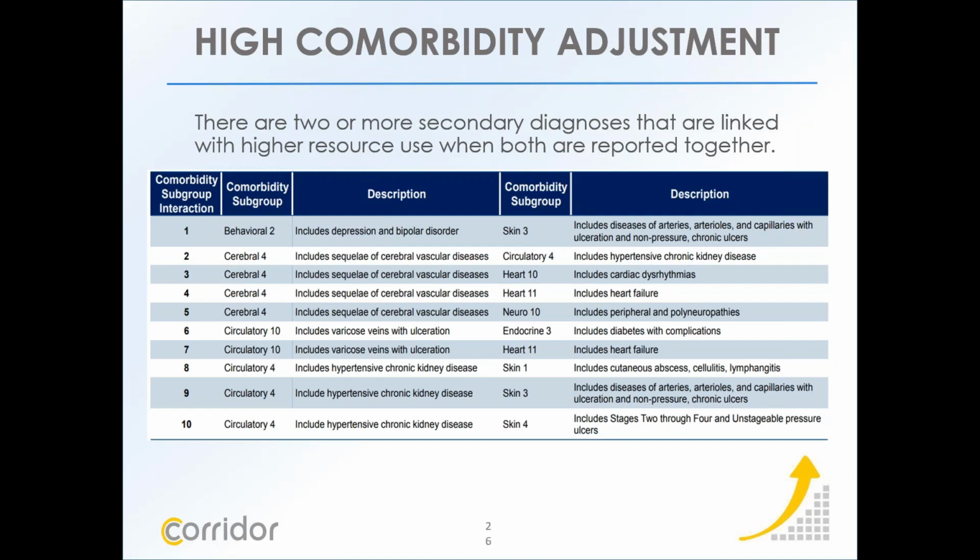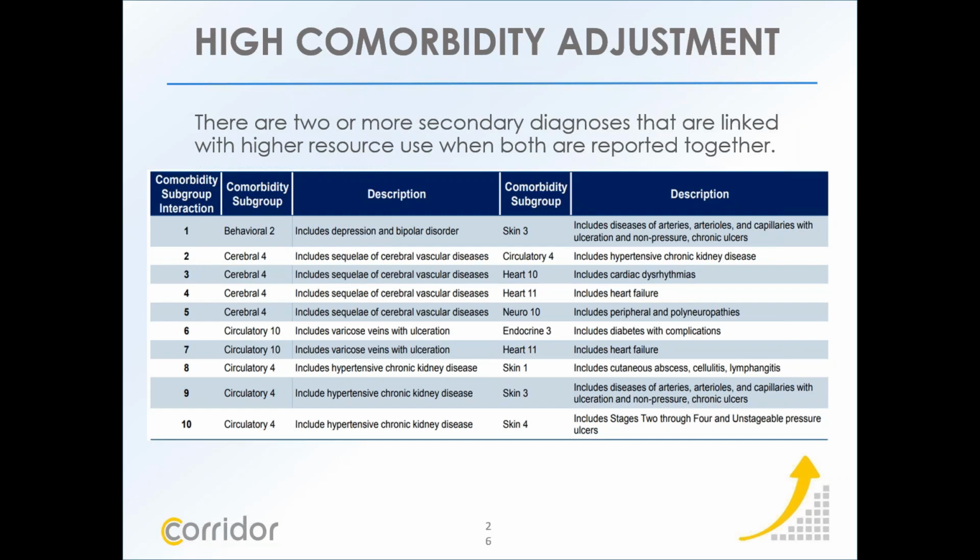You have a patient who has a secondary diagnosis of a sequelae of cerebral vascular disease, also known as the late effect. And you have a diagnosis from circulatory 4, which hypertensive chronic kidney disease falls into. If both of those are in your secondary slot, now you're in a high comorbidity adjustment. So you can see how sometimes some of these diagnoses would actually cause you to fall into, it would be in your primary diagnosis, so you would lose out on the opportunity for it to be a comorbidity.